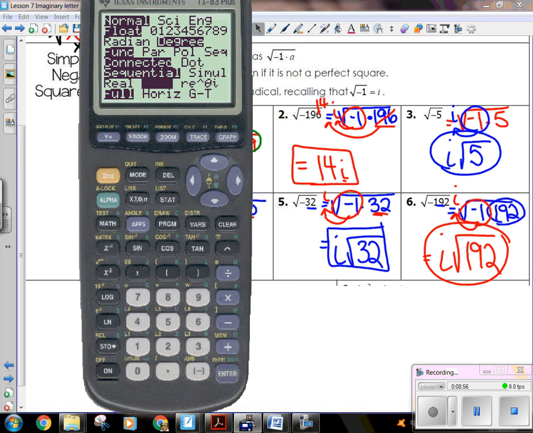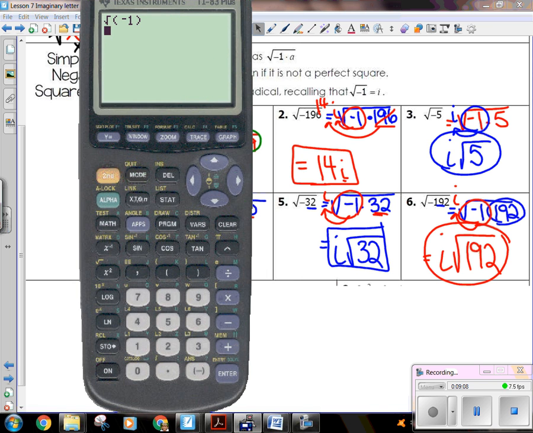Always before it's given me real answers. If it can't give you a real answer, it says error, non-real answer. Now I'm going to say, hey, it's okay. Give me imaginary answers. So I'm going to press second and quit. So now if I retype in square root of -1, I actually now see that it shows an i. So I just want you to understand that your calculator works that way.